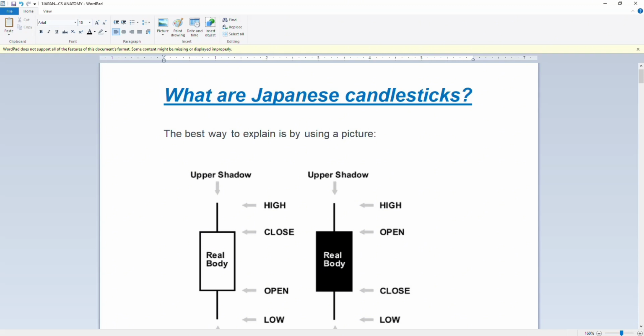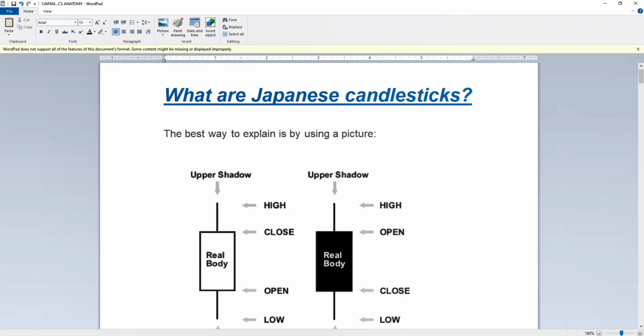Today, we are going to be looking at the Japanese candlestick anatomy introduction. This is the introductory part, and this is going to be part one, because there's still going to be another video I will do, and I will talk about the Japanese candlestick anatomy in details.